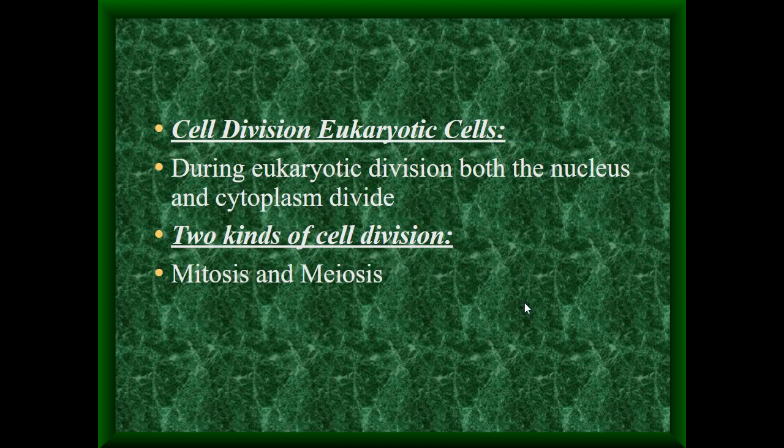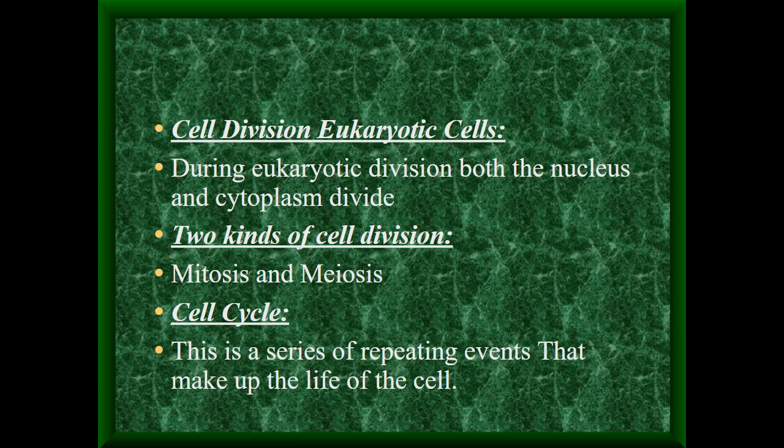So your eukaryotic cells have a specific type of division. During this process, it divides both the nucleus and the cytoplasm. There are two types: mitosis and meiosis. Mitosis is for normal cells, like your brain cells, your bone cells, your muscle cells, your blood cells. These are all done through mitosis. Meiosis is only for the sex cells. So, the cell cycle. In this series, it's the replicating events that create life itself.